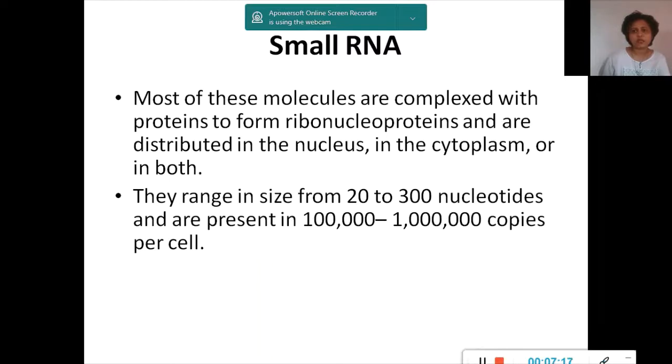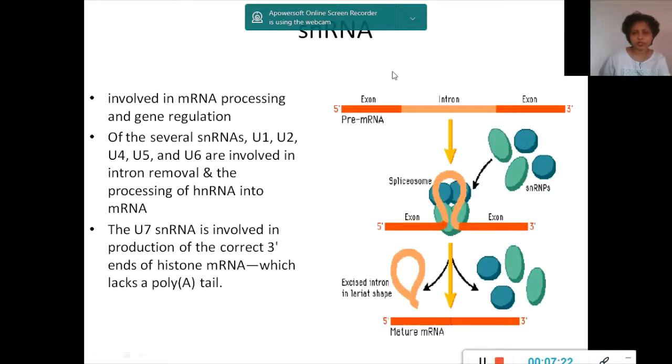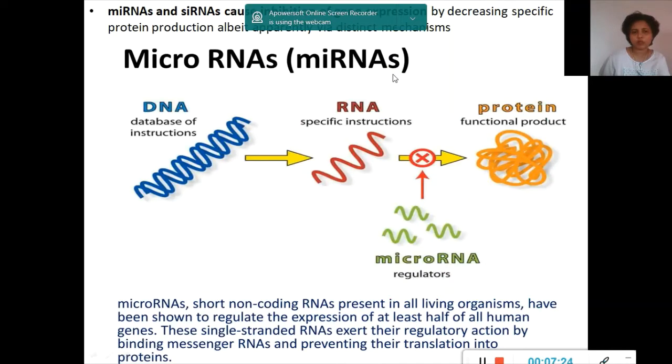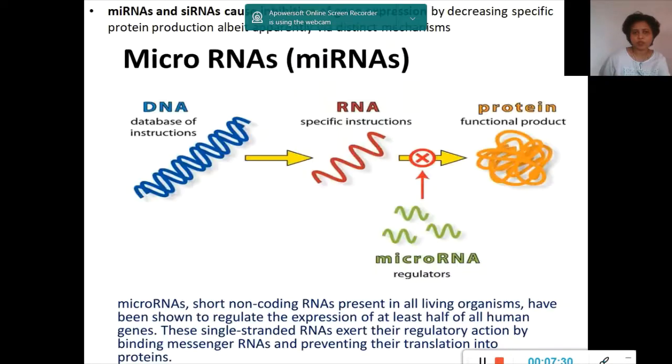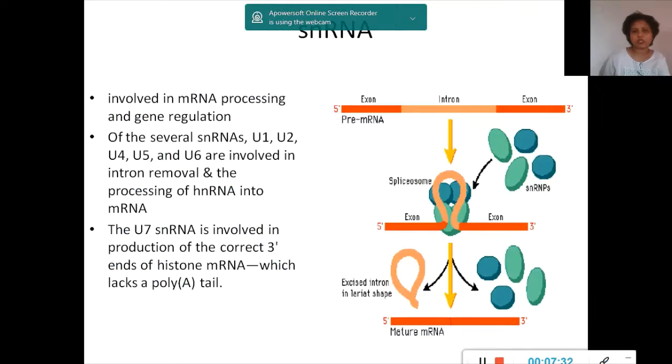So coming to the small RNA. Small RNAs are of different types. They can be snRNA, then microRNA, and then also saRNA. So now let's start with the first one, called the snRNA.